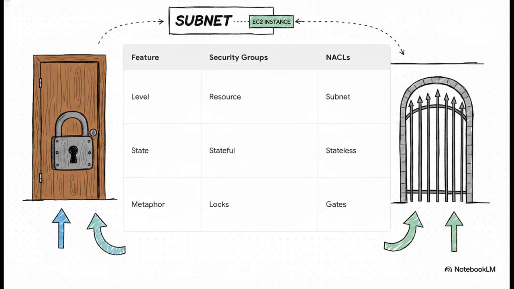Security groups, on the other hand, operate right at the individual resource level, like an EC2 instance. These are stateful. If you allow a request in, the response is automatically allowed back out. Think of the security group as the actual physical lock on a specific door inside that room. So inbound traffic hits the stateless subnet gate first. If it makes it past that gate, it still needs the exact right key for the stateful security group lock on the resource's door. Make sense?